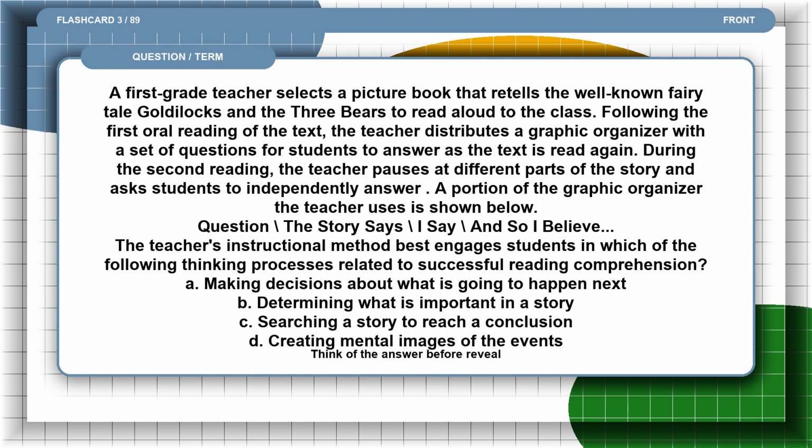Flashcard 3. A first-grade teacher selects a picture book that retells the well-known fairy tale Goldilocks and the Three Bears to read aloud to the class. Following the first oral reading of the text, the teacher distributes a graphic organizer with a set of questions for students to answer as the text is read again. During the second reading, the teacher pauses at different parts of the story and asks students to independently answer.